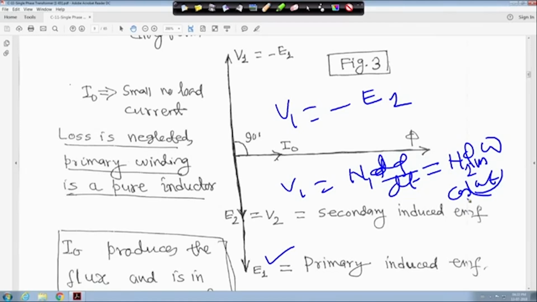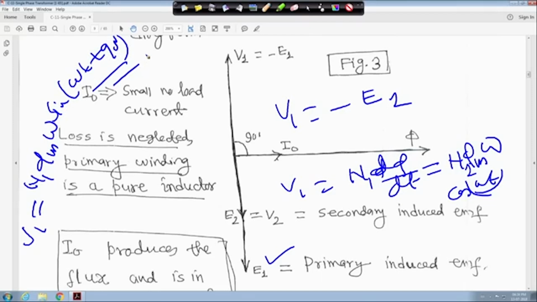So if you write this cos omega t like this, just for your understanding, I am writing V1 is equal to N1 phi m omega cos omega t. You can write it two ways: one is sin(90 degree minus omega t), another is sin(90 degree plus omega t). That means we can write sin(omega t plus 90 degree). That is my V1, and phi is equal to phi m sin omega t.